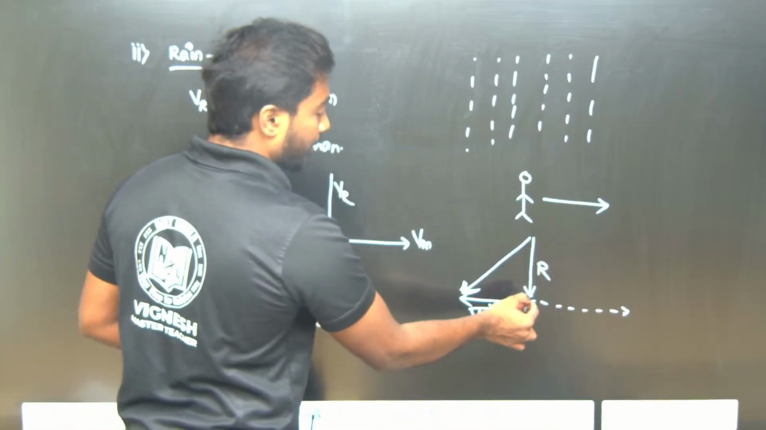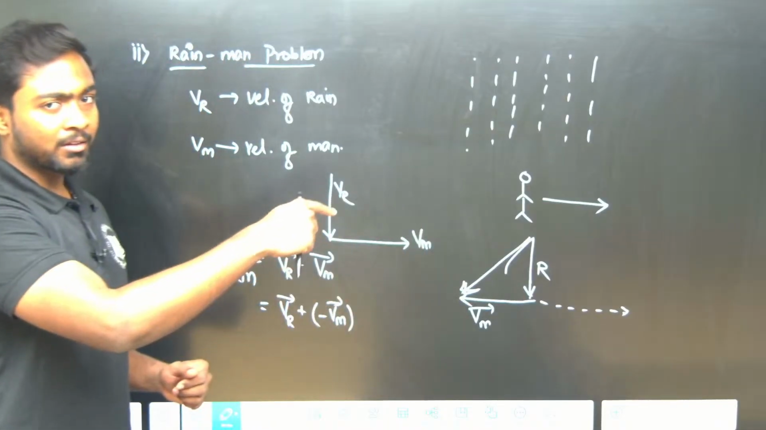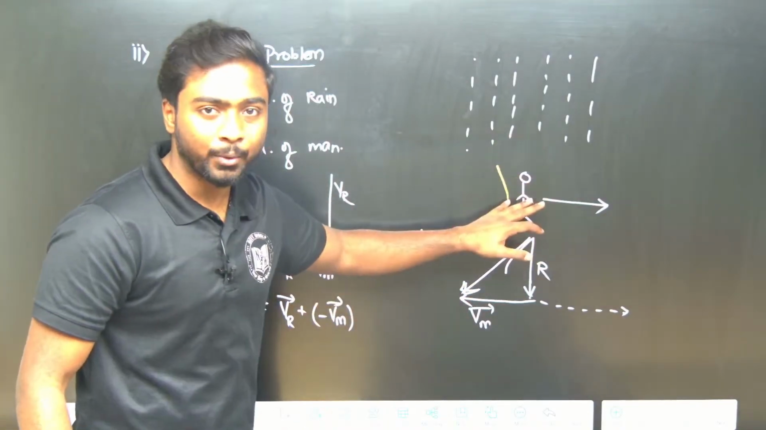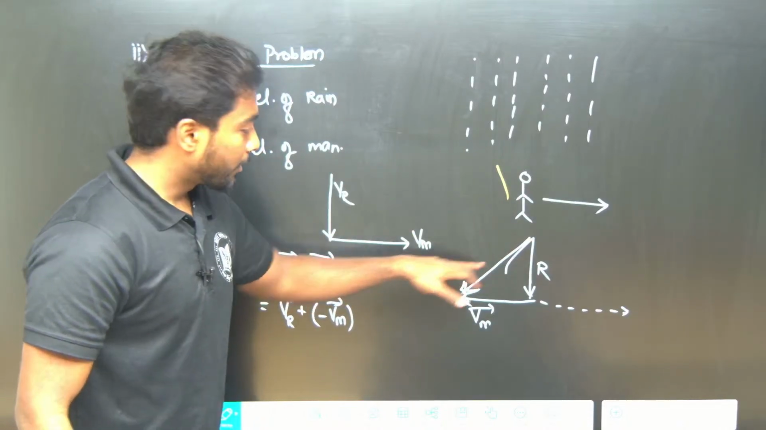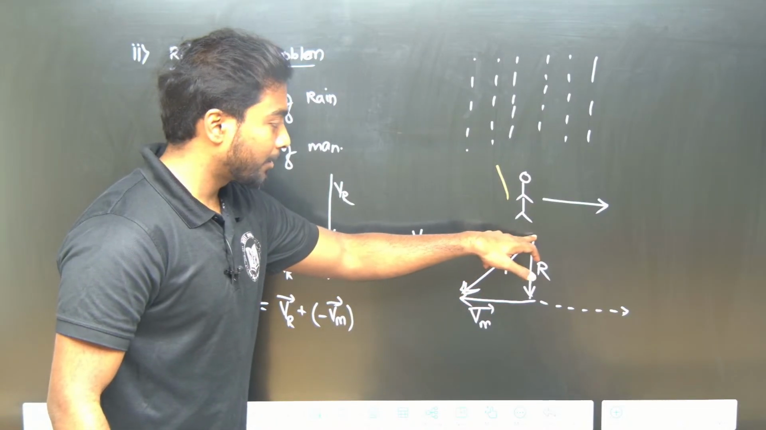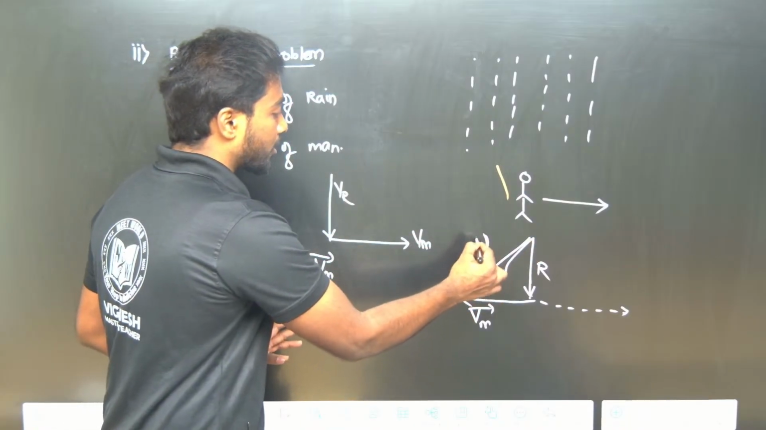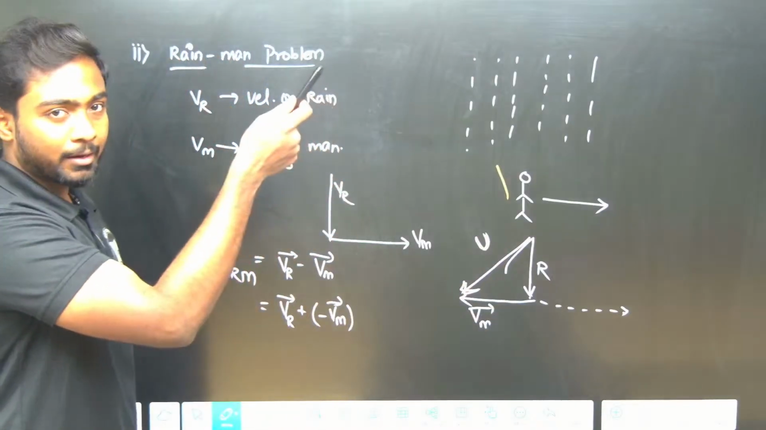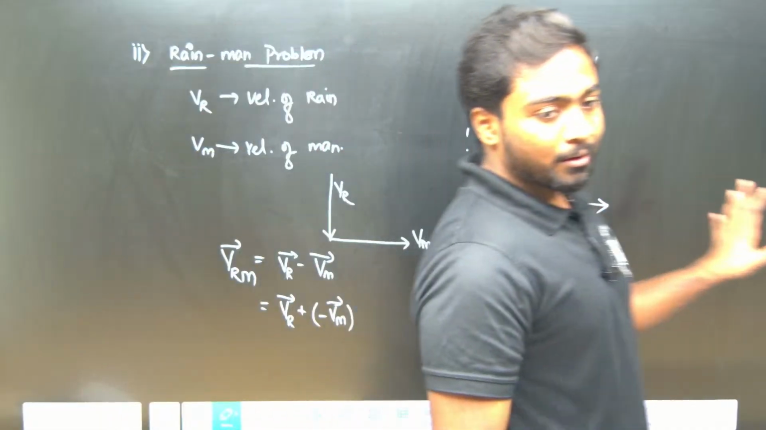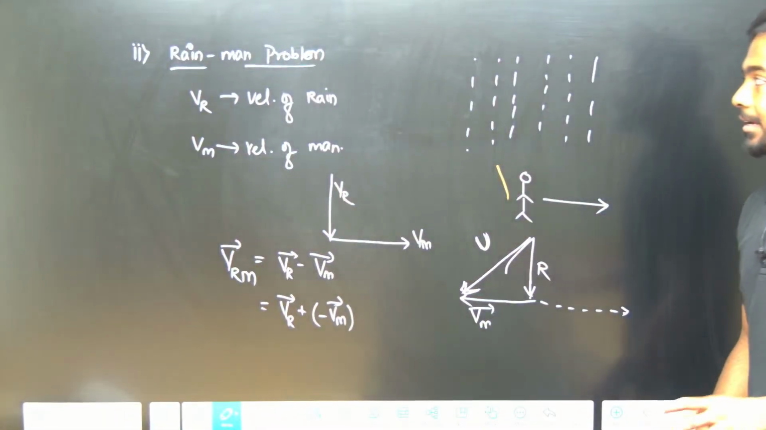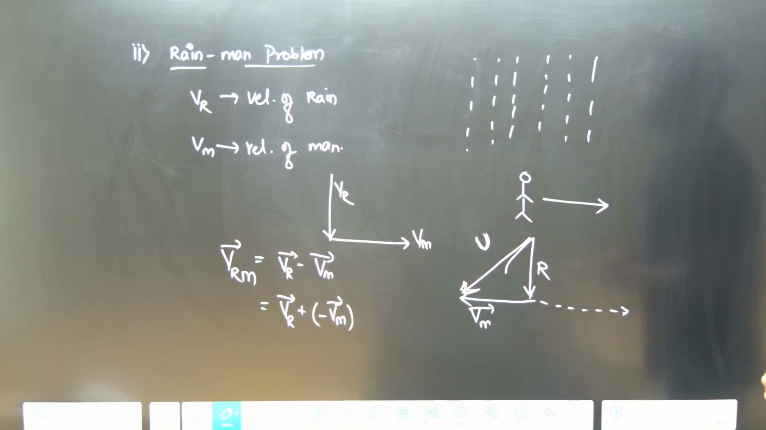So first vector, second vector, and the resultant vector will not be like this, because if I draw the resultant vector in this direction, it won't be a resultant vector. I need to draw the resultant vector starting at the tail and ending at the head point. This is my umbrella position. I need to hold the umbrella like this. So this is a glance of the rain and man problem. Take a note of this. We'll go for the next one.